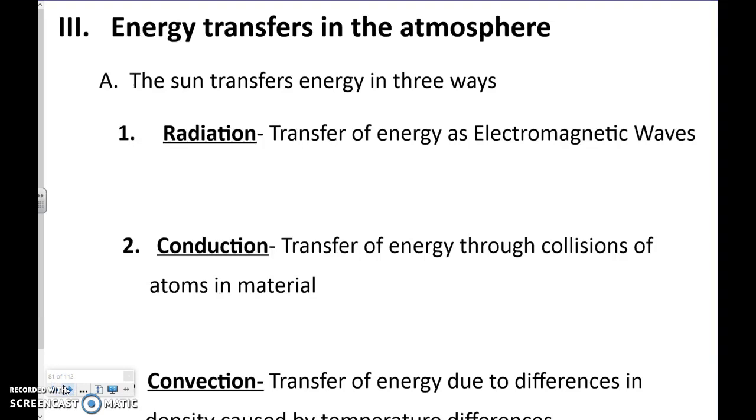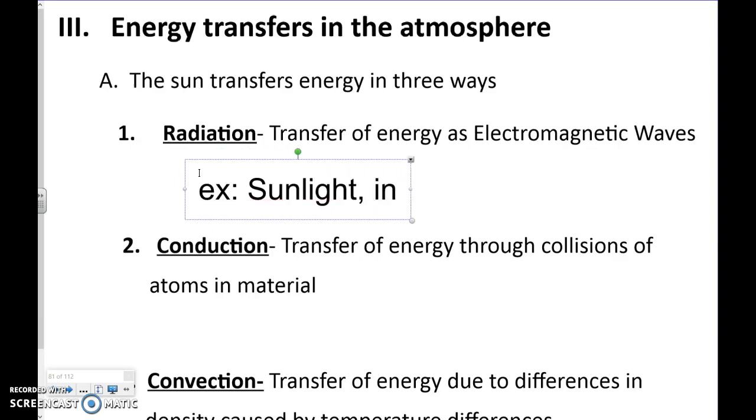Okay, the sun transfers energy to Earth in one of 3 ways, and these ways should be pretty familiar to you from physical science. The first is radiation. Radiation is another word for light energy, the transfer of energy in the form of electromagnetic waves. So examples of this include sunlight. It could also be infrared light.